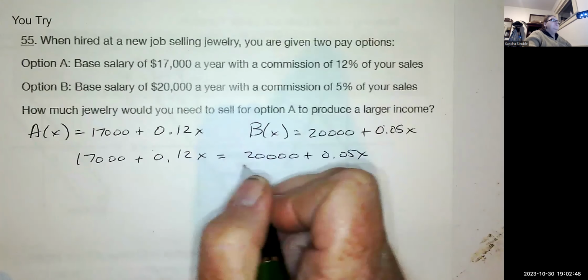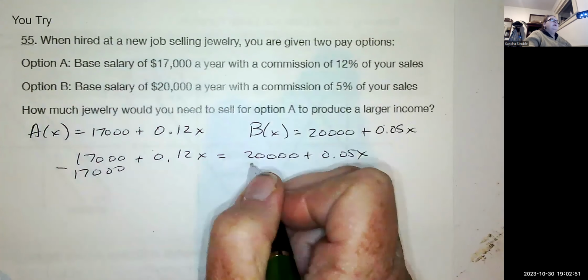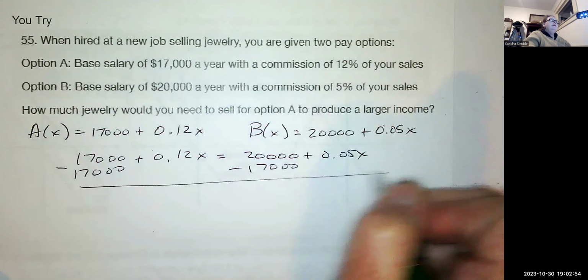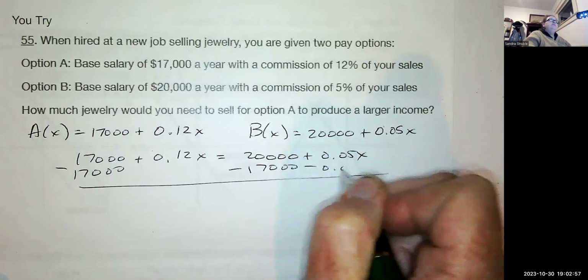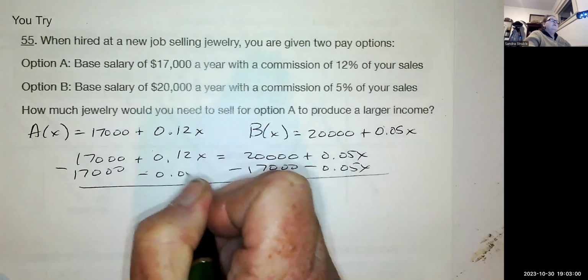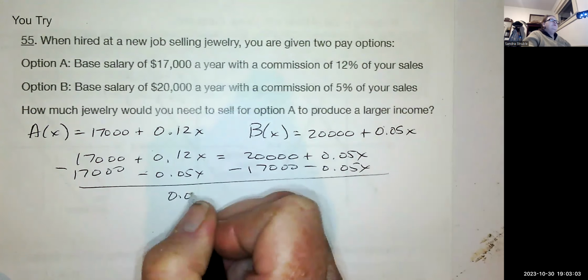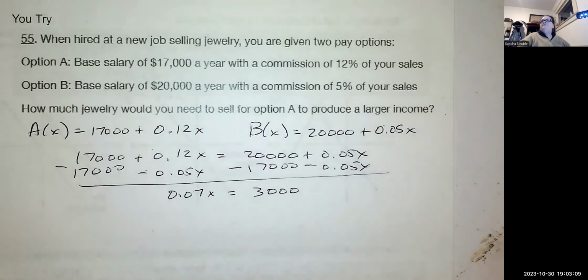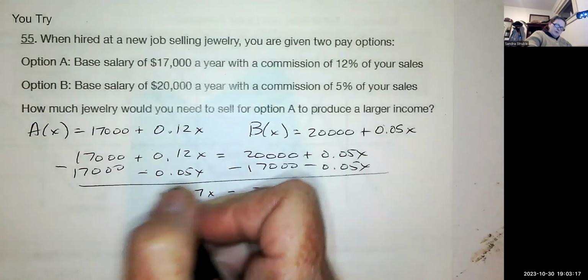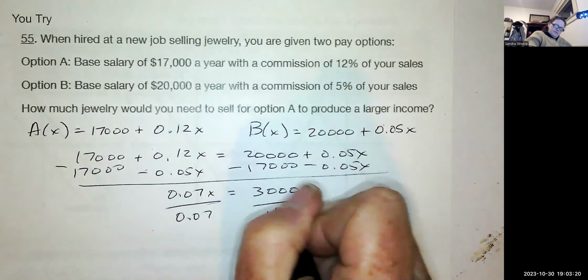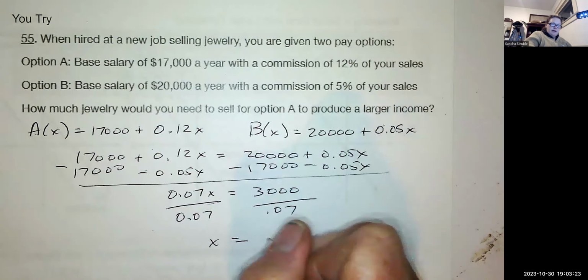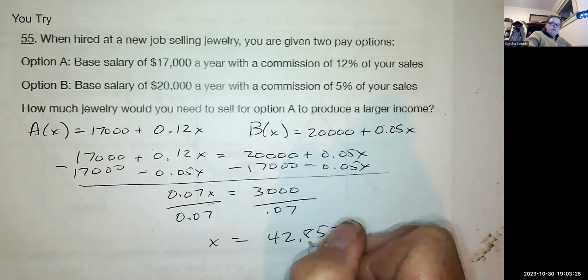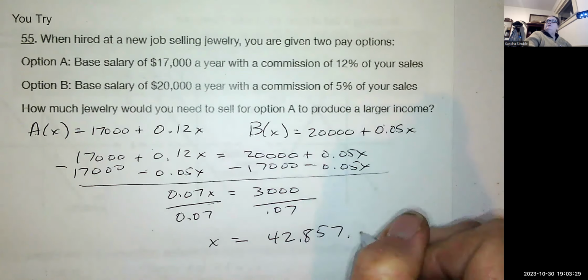All right, I'm going to subtract 17,000 from both sides. I'm just going to go ahead and move the 0.05 over as well. So 0.07x is equal to 3,000. And what does that come out to? I have to divide both sides by 0.07, and x is equal to $42,857.14.